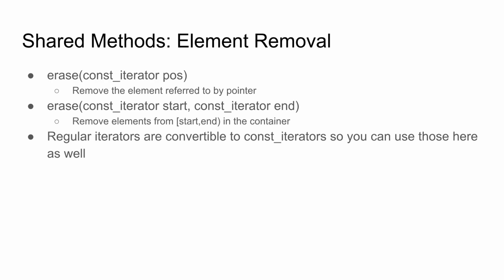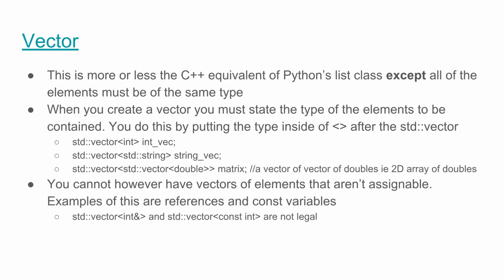If you erase something using an iterator, consider all of the other iterators that you have going on right now to be invalid after you've removed an element from the container. So if you erase an element from a container and you happen to have some other iterator, you can't use that iterator anymore. It's not guaranteed to be valid anymore.